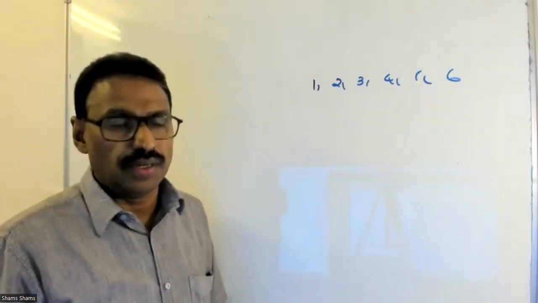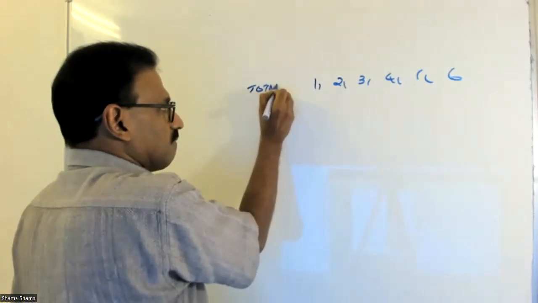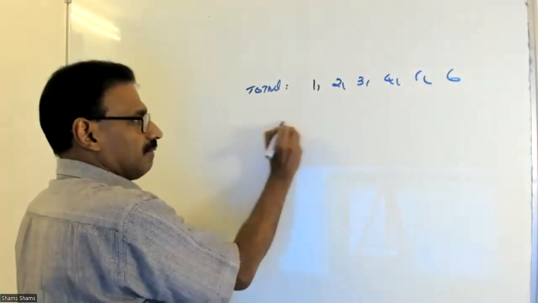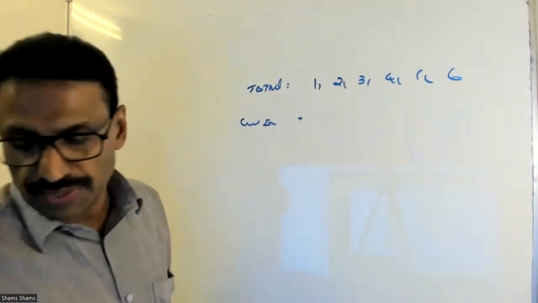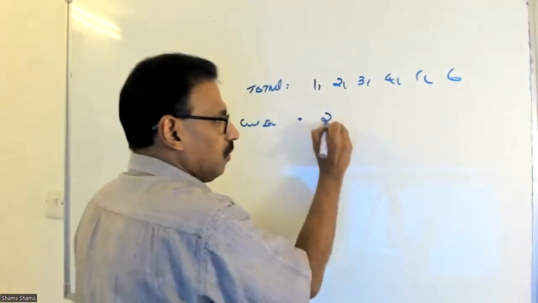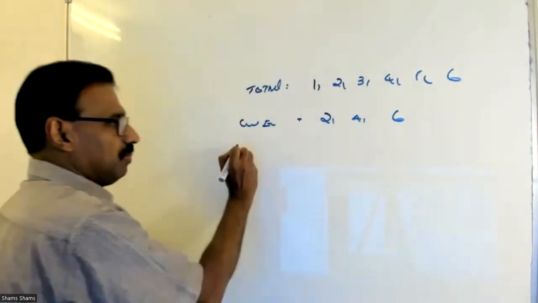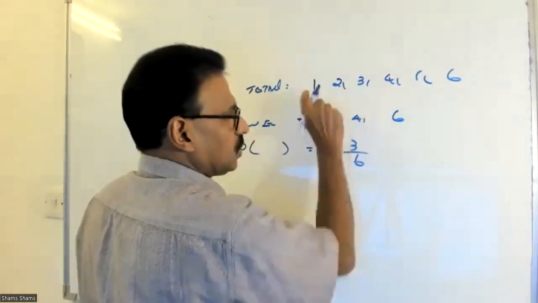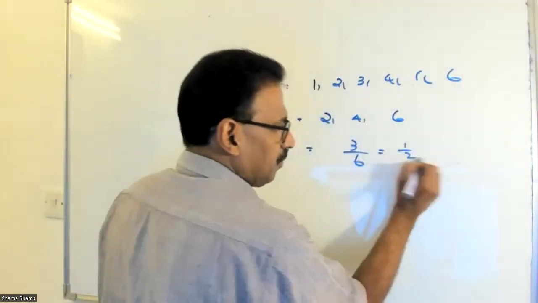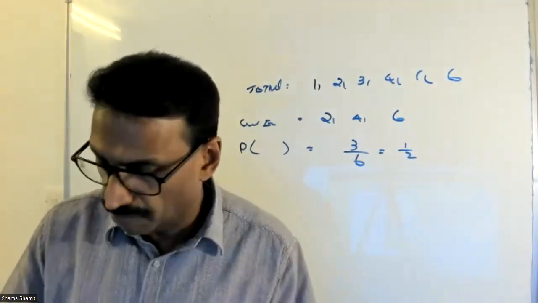Now, first of all, you should write like this. Total outcomes: 1, 2, 3, 4, 5, 6. Then getting even number. Which are the even numbers? 2, 4, 6. Okay. Then next line, probability of getting even number equal to 3 divided by 6. Total is 6. So that is 1/2. Finish. If you just answer 1/2, you won't get full marks. So write first that one.